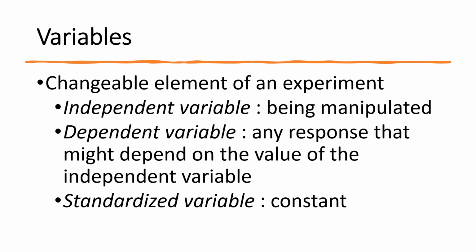Next, we have the dependent variable, which is any response that might depend on the value of the independent variable, such as the number of children with rotavirus-related illness during the study period. And then we also have what we call the standardized variable. Usually we call this the constant variable or the constant. This is anything that the investigator holds constant for all subjects in the experiment, ensuring the best chance of detecting the effect of the independent variable.